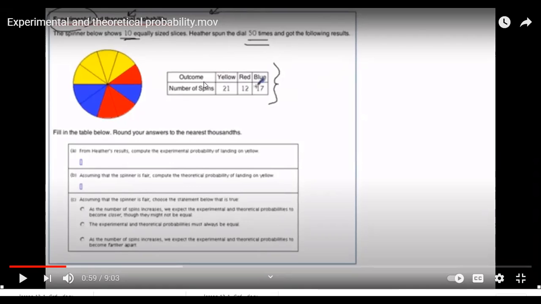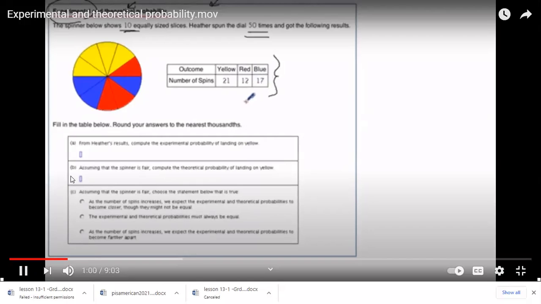In a number of spins, we found that it stopped on yellow. How many times did it stop on yellow? 4. If you want to calculate with theoretical probabilities, you have 4 times on yellow out of 10. But we made an experiment and spun this spinner and found yellow 21 times, red 12 times, and blue 17 times.